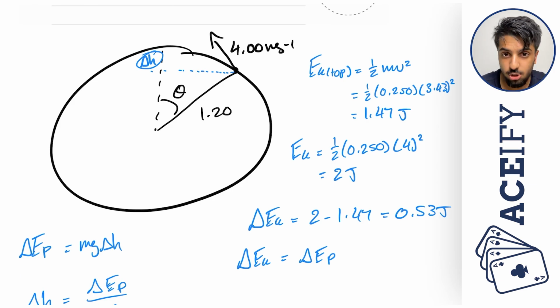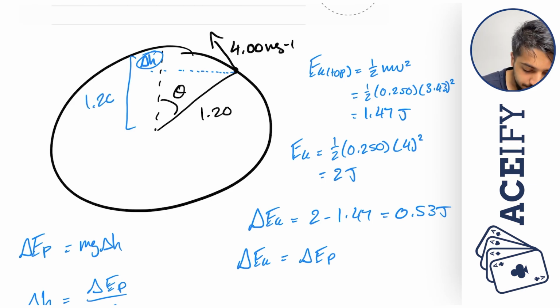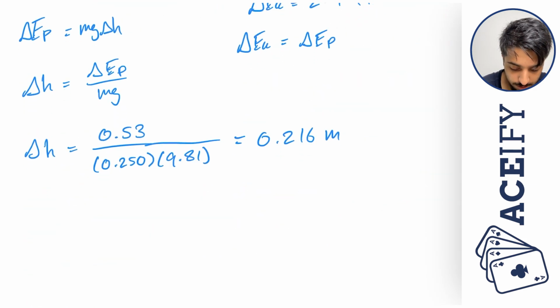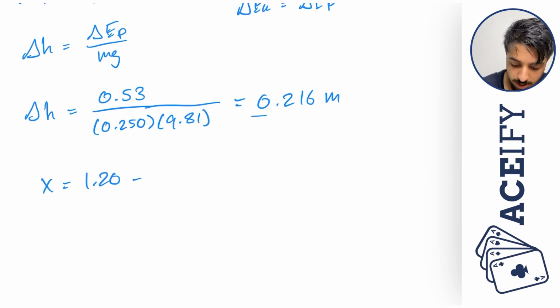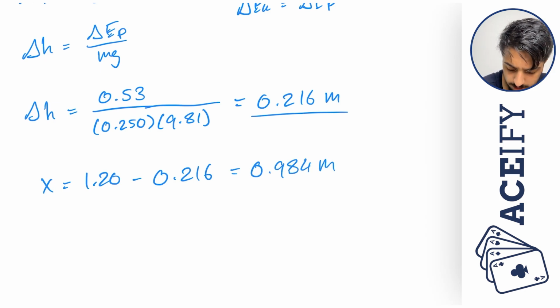And so therefore now we know our delta H is 0.216 meters. And so if we look at the geometry of our triangle, we know that this total distance right here is just the radius, so that's 1.2. And so this distance right here is 1.2 minus delta H, and we can call this distance x. And so therefore x is equal to 1.2, which is the radius, minus our delta H, which we found out right here, 0.216, and that gives us x as 0.984 meters. There we go.